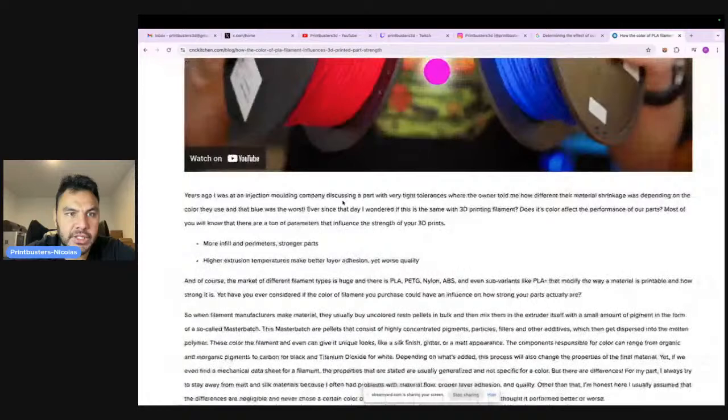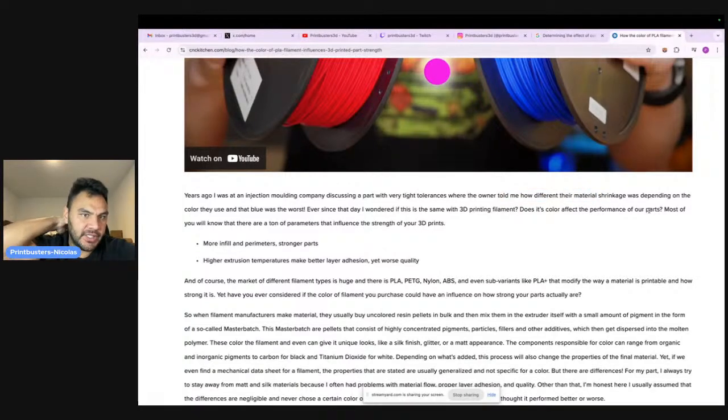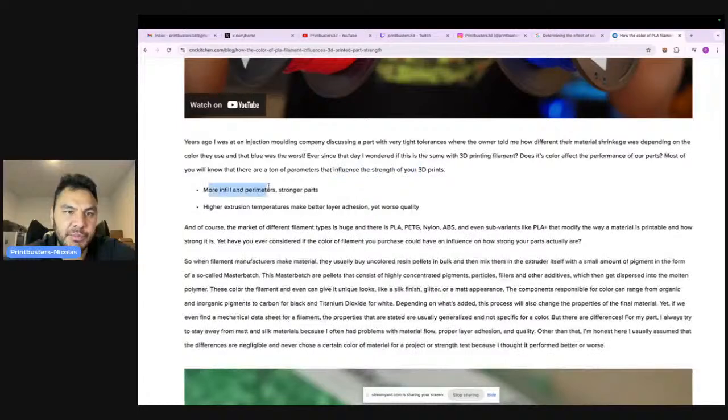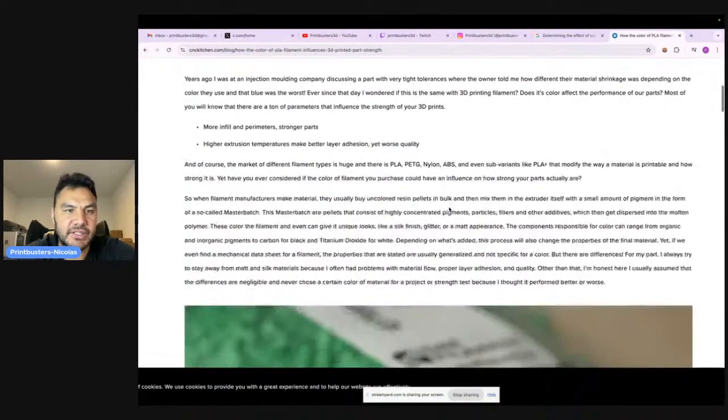Years ago, I was at an injection molding company discussing a part with very tight tolerance, where the owner told me how different their material shrinkage was depending on the color. They said that blue was the worst, meaning, I guess, the highest shrinkage rate. Ever since that day, I wondered if this is the same with 3D printing filament. Does its color affect the performance of our part? Most of you will know that there are a ton of parameters that influence the strength of your 3D print: more infill, more perimeters, stronger part, higher extrusion temperature, better layer adhesion, etc.